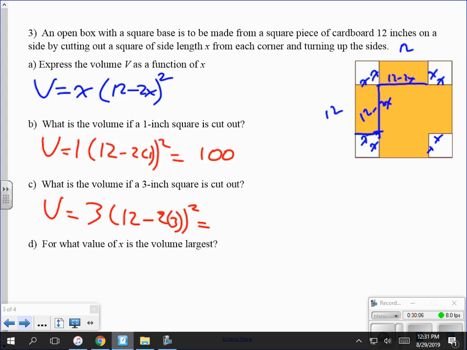2, because it's 12 minus 2, times 1. I just plugged in 1. 108 cubic inches.